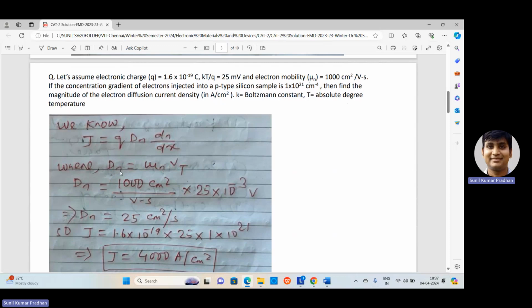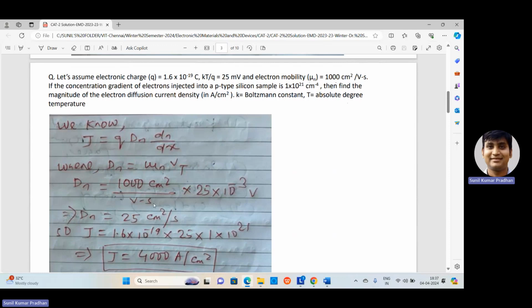Dn is the diffusion coefficient of electron and mu n is the mobility of electron. Okay. So if you can find this diffusion coefficient, then put the value, because mobility is already given as 1000 centimeters square per volt second, and the volt equivalent of temperature is 25 millivolt, so 25 into 10 to the minus 3 volt. So your diffusion coefficient will come to be 25 centimeters square per second.